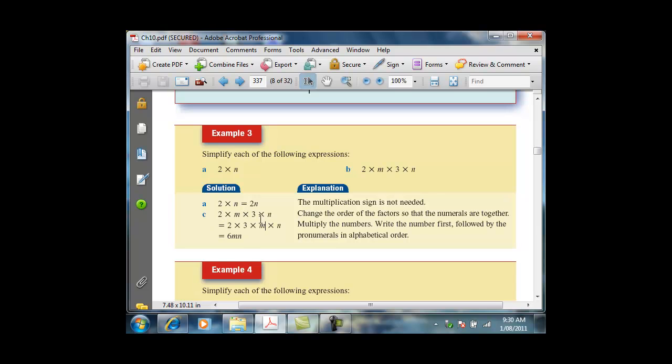And you see how it's done in the solution. 2 times m times 3 times n. This is doing what I said. Similarly, you can rearrange, moving the number in front and collecting the like terms. 2 and 3 are constant terms. So we are collecting the like terms. So when multiplying, collect like terms and the letters separately, and you multiply them and you get 6mn.